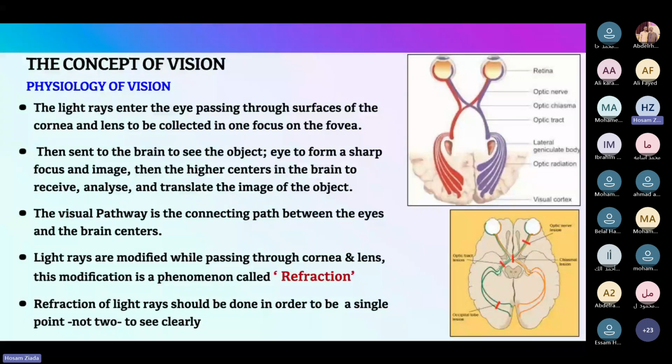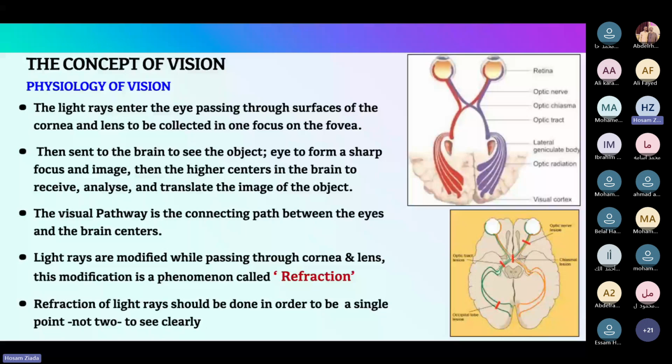Refraction of the light rays should be done in order to have a single point, not two, to see clearly the image or the objects. So refraction means formation of a sharp focus, which should be one focus, not two foci or different foci. Otherwise, if there are multiple foci, the vision will be blurred with no clear objects.